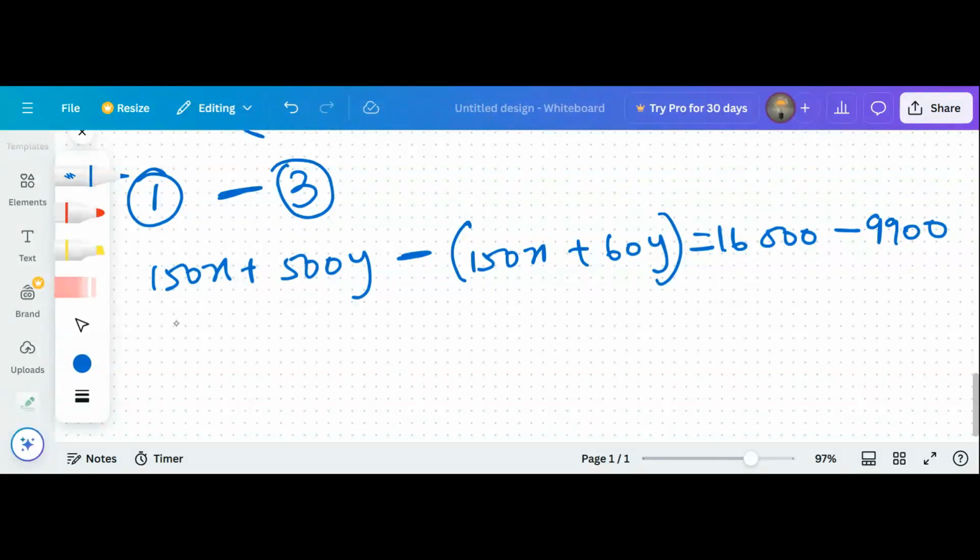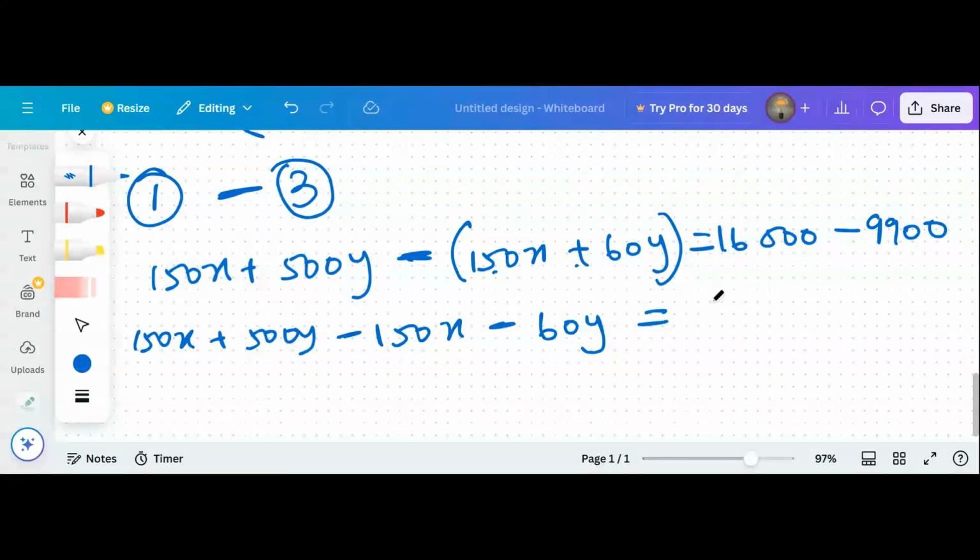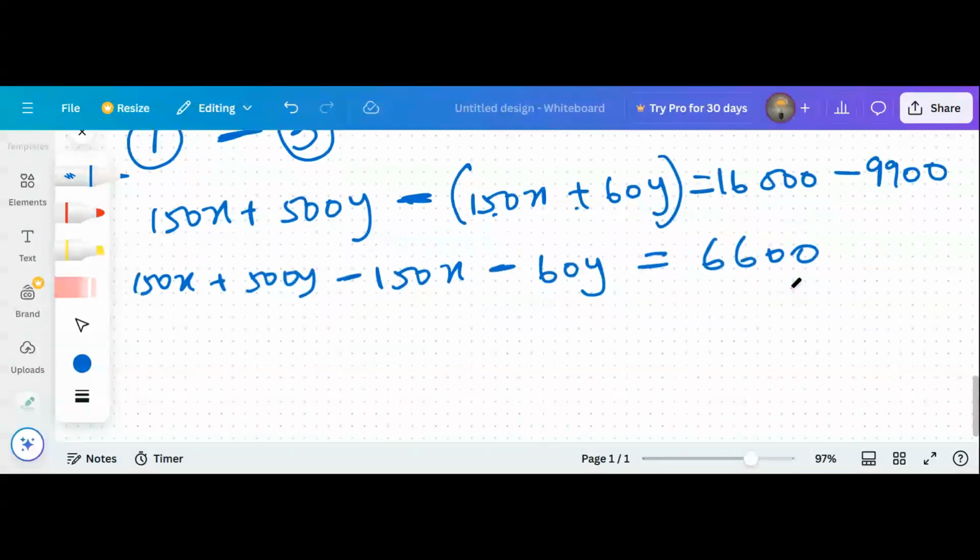Okay, so 150x plus 500y, minus, so minus into plus minus, so 150x minus, into plus minus, so minus 60y is equal to 16,500 minus 9,900. So it would be 6,600. Okay, 6,600. So you see 150x minus 150x. 150 minus 150 is 0. So this would get cancelled. 150x minus 150x is 0. Okay, so this would get cancelled.